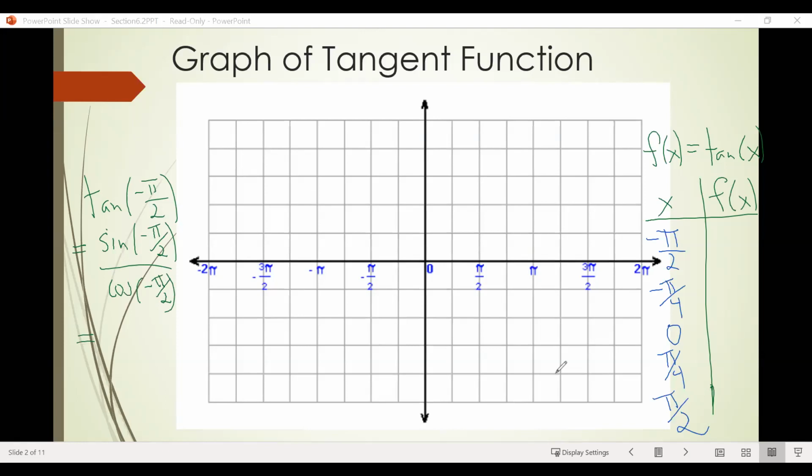From the unit circle, we know that the sine of negative pi over 2 is negative 1, and the cosine of 3 pi over 2 is 0. So we end up with negative 1 over 0, which is undefined, because we can't divide by 0. So it turns out that the tangent of negative pi over 2 is undefined.